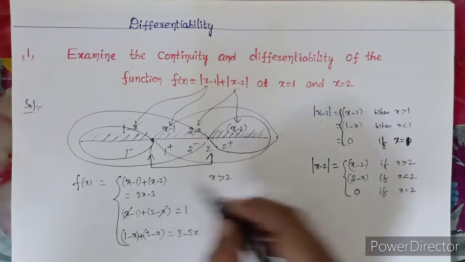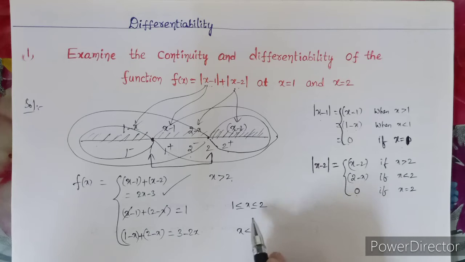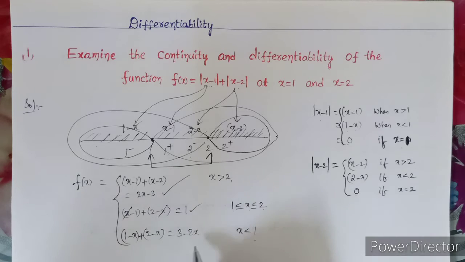So we have prepared 3 functions. When x is greater than 2, f of x is 2x minus 3. When x is lying in between 1 and 2, f of x is 1. When x is less than 1, f of x is 3 minus 2x.